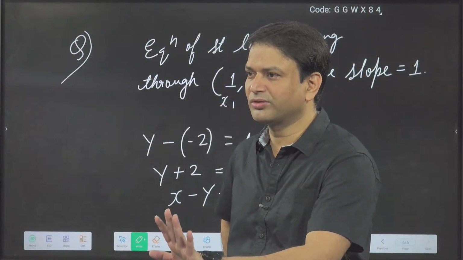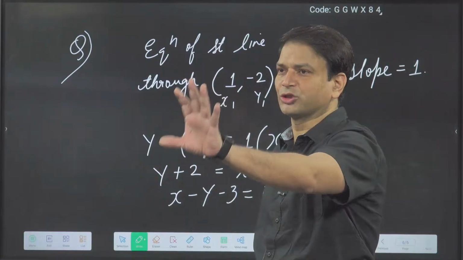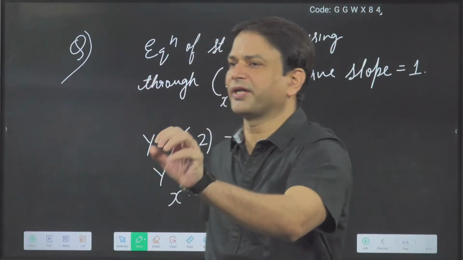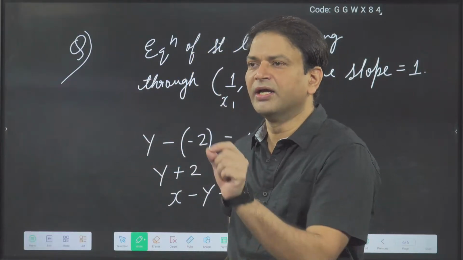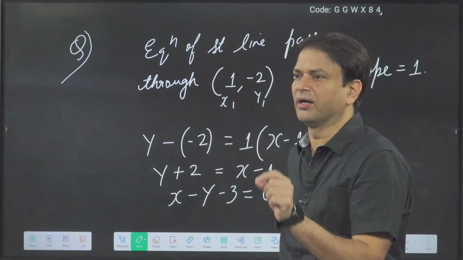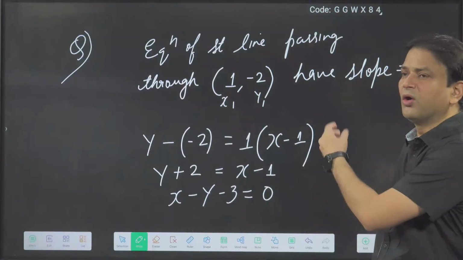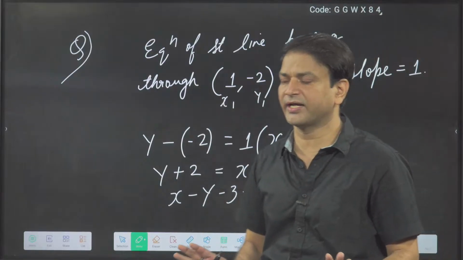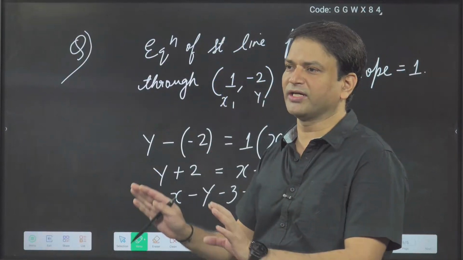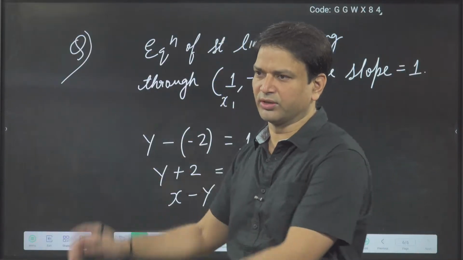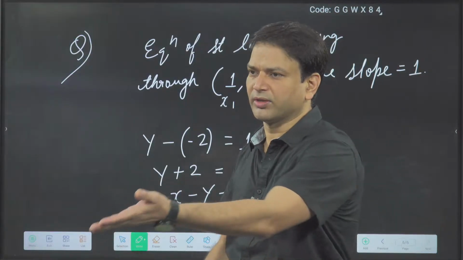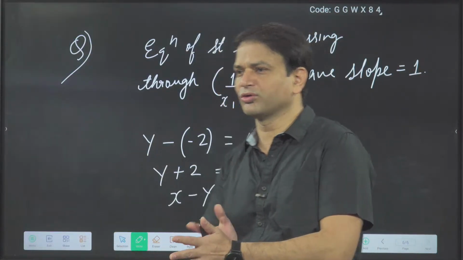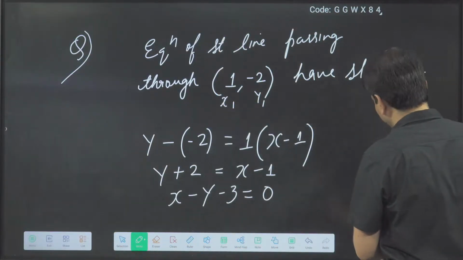Done? Any doubt? So you mark the point x1 comma y1. First coordinate is the x, second coordinate is the y. So x1 you can take 1, and y1 you can take minus 2. Okay, now x1 value I put here. Formula is what? Equation of a straight line is y minus y1 is equal to m times x minus x1. Okay, so y1, x1 value we put, m value we put. Okay, one more question Navya is asking. Okay, no problem.